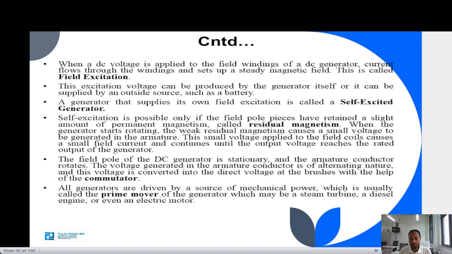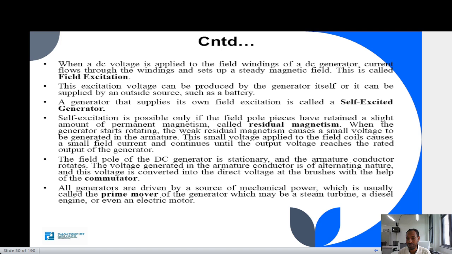When we discussed the constructional part of a DC machine, we said that our generator can have two main parts, the stationary and the movable part. The movable part we call the armature, and the stationary part is the stator or the field winding. When the DC voltage is applied to the field winding of a DC generator, a current flows through the winding and sets up a steady magnetic field.